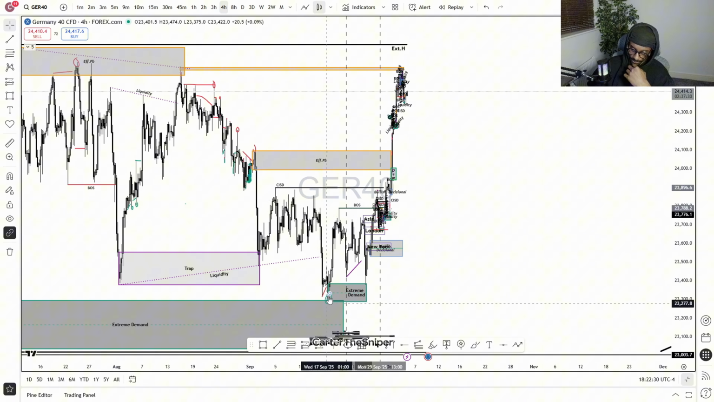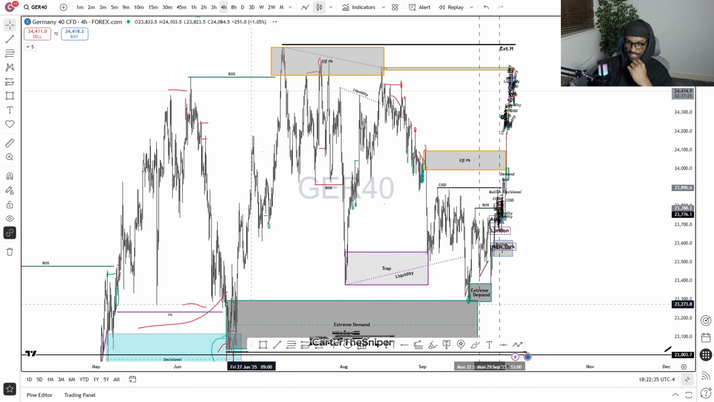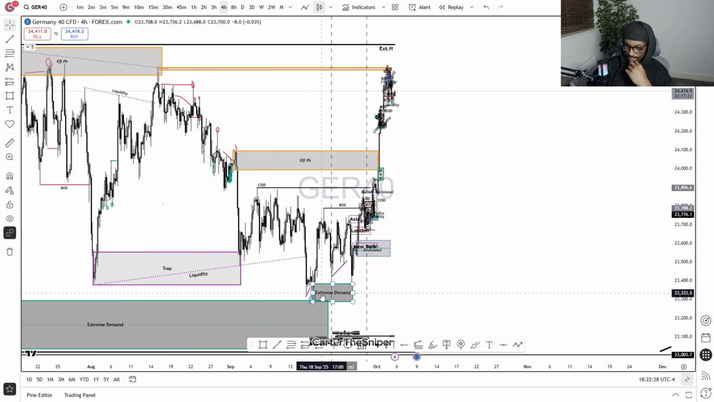Sellers step in, come down again. Now buyers are really involved. Do you get uncomfortable? Because this is the extreme. So now they get in, and then they meet their efficiency of the pullback. Then they come down. They don't tap the extreme open. They go up again.